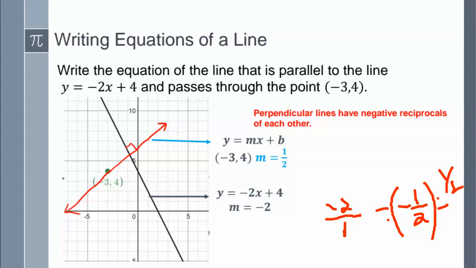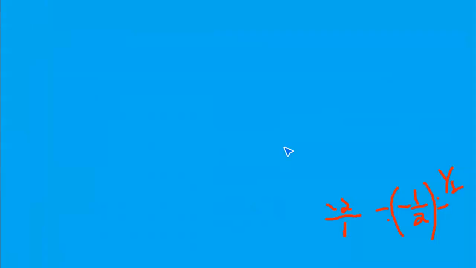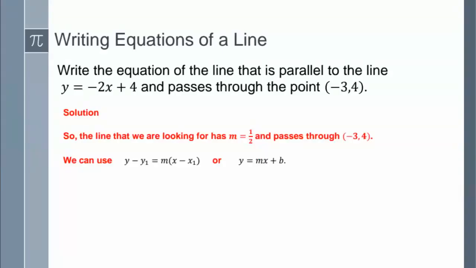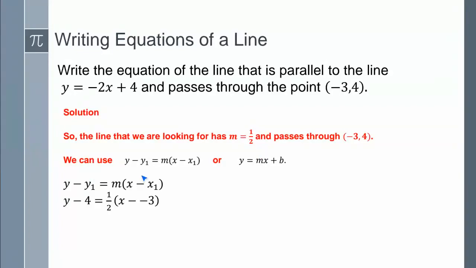For a shortcut, some people like to say just switch the sign. So if you started with a negative, you switch the sign to positive, and then we flip the fraction, which gives a half. The information we need now is that the slope is a half, and we have the point negative 3, 4. We can take that information and plug it into our point slope form.